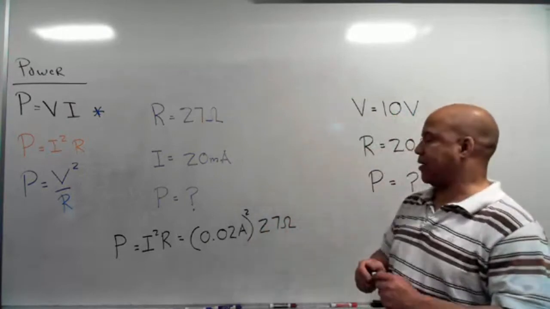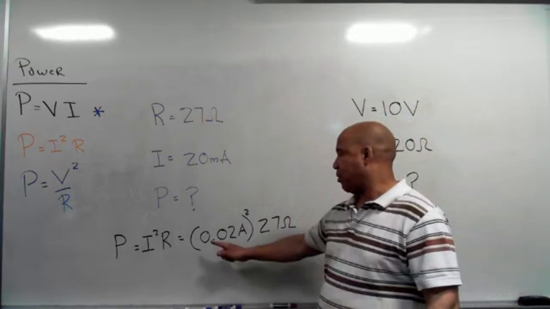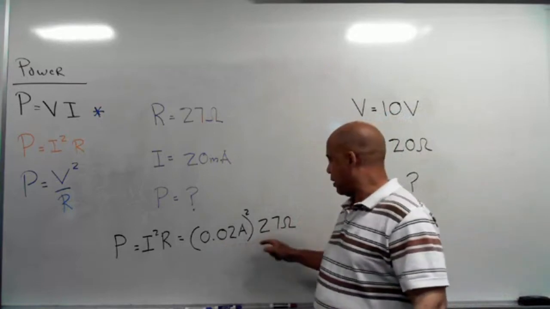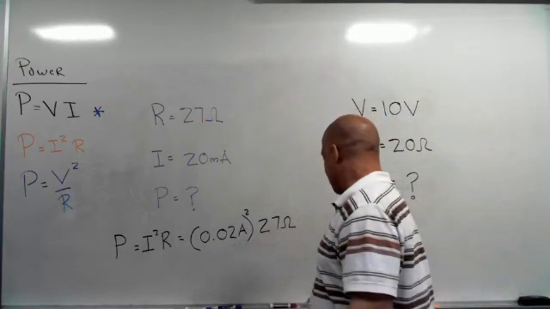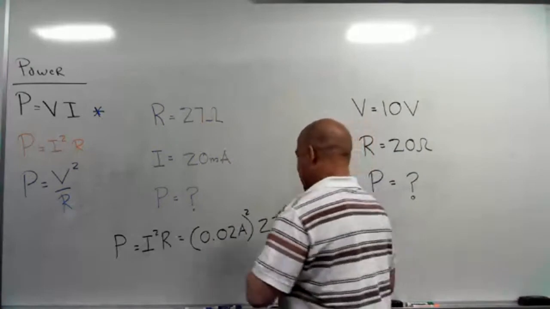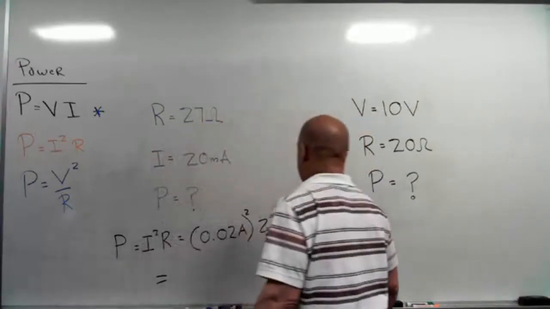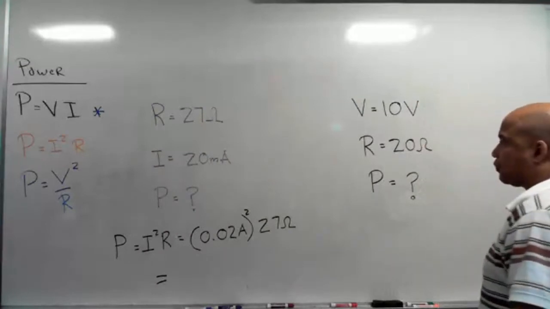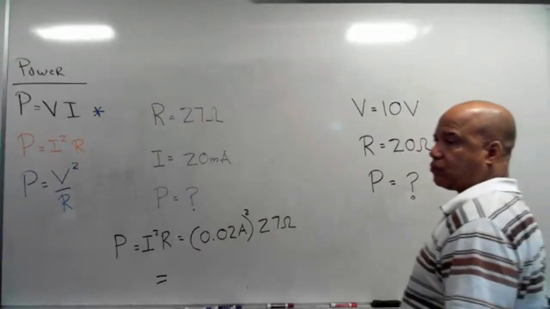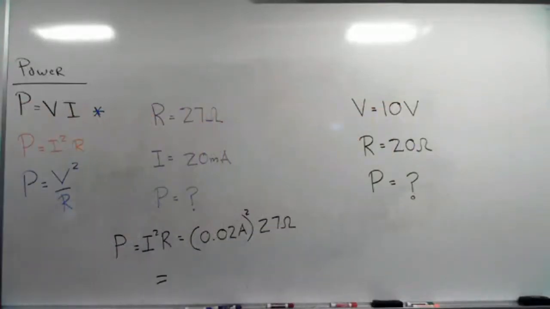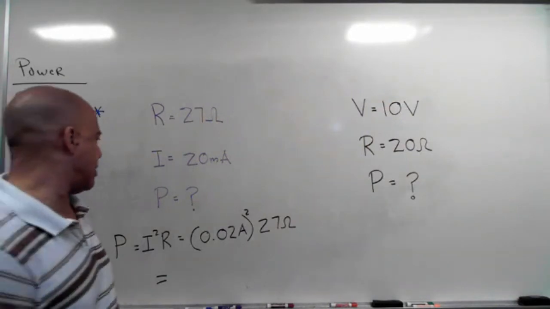So if you have your calculator, somebody calculate for me 0.02 squared times 27, and let me know what you get for an answer. How much is that? Somebody said it was 1.08.